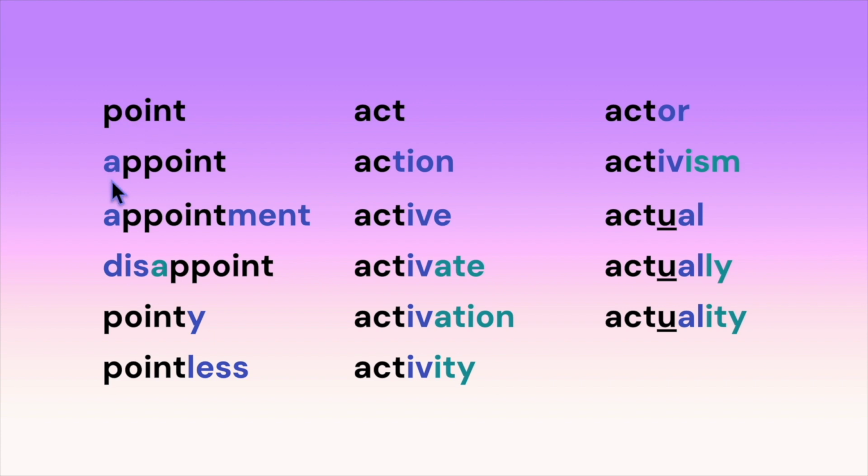We can add the suffix and it becomes appoint. Notice that A at the beginning of a word often schwas or takes on a short U sound. Appointment, disappoint, pointy, pointless. Here we have the root act, action, active, activate, activation, activity. Actor, activism, actual. Notice the long U sound. Actually, actuality.